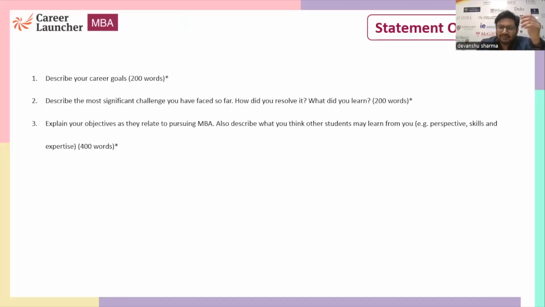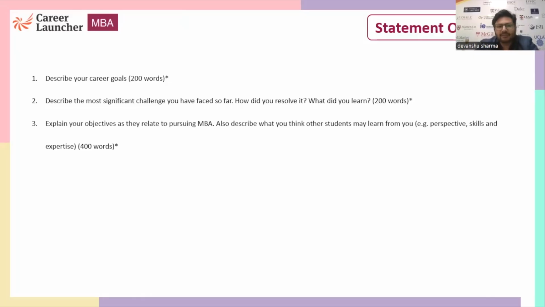Always avoid vague goals like I want to grow, or I want to become a leader, or I want to become a manager. Don't do that. Be a little specific and a little realistic also. Just make sure that the word limit is 200, so you won't be able to mention a lot of pointers. Straight away, mention what goals you have, short term, long term, and how they connect with each other and your past.